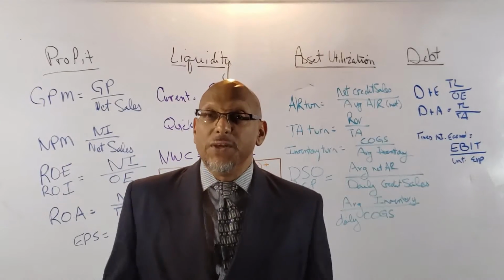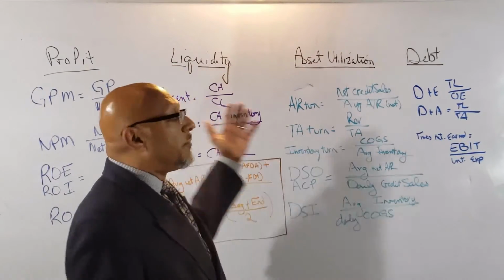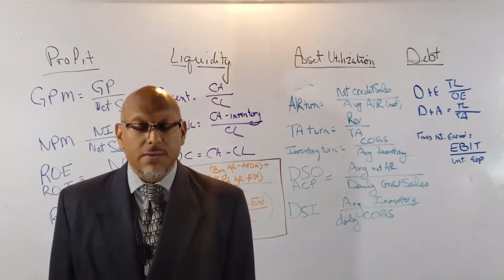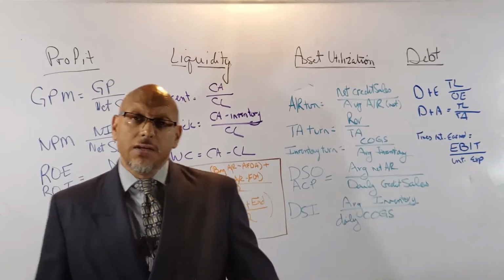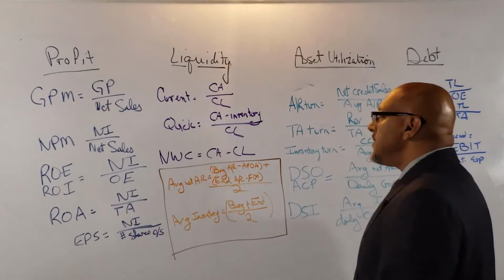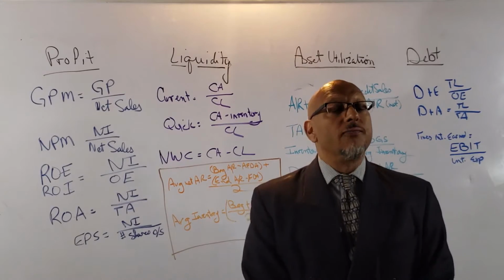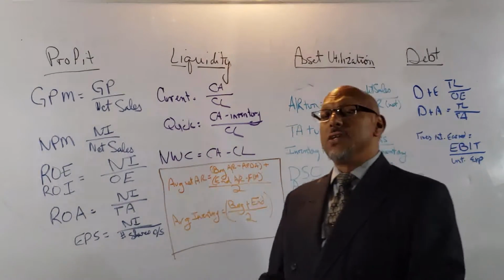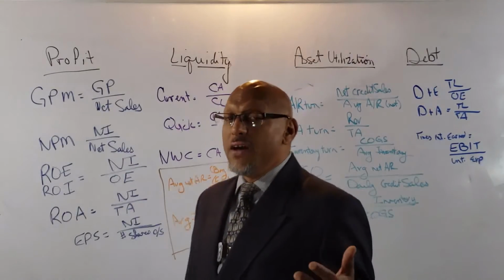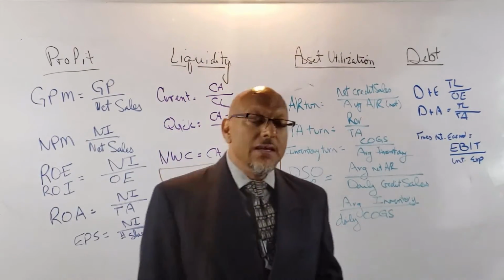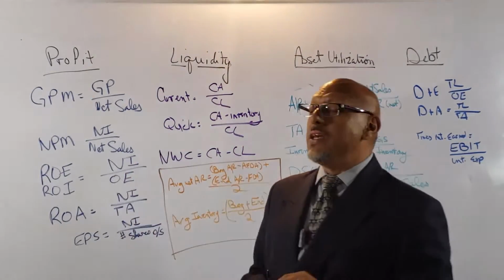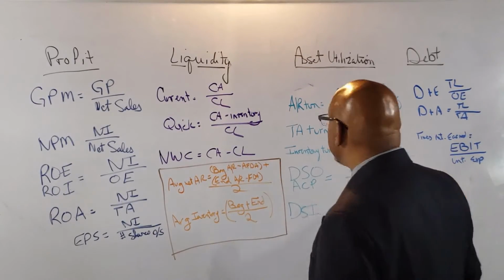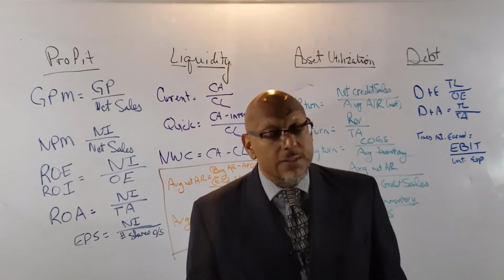What I've done for you is I've filled the board with a bunch of ratios. This is not all of them. These are the most common ones that we use for financial analysis when we're granting credit or just analyzing the health and well-being of a company. All we need is the balance sheet and income statement. In all these cases, just those two statements.